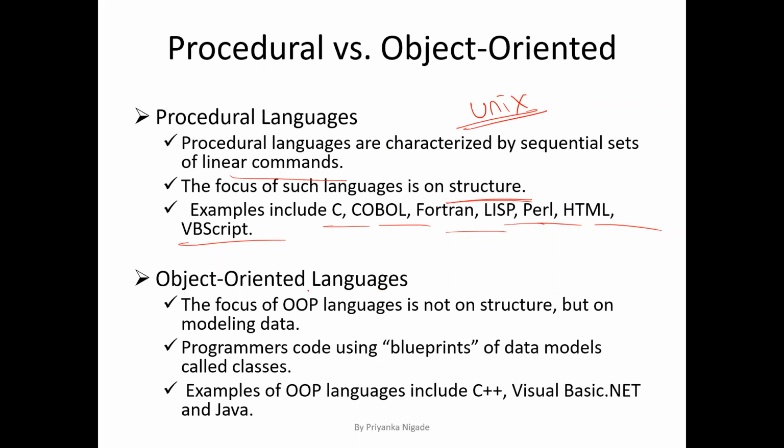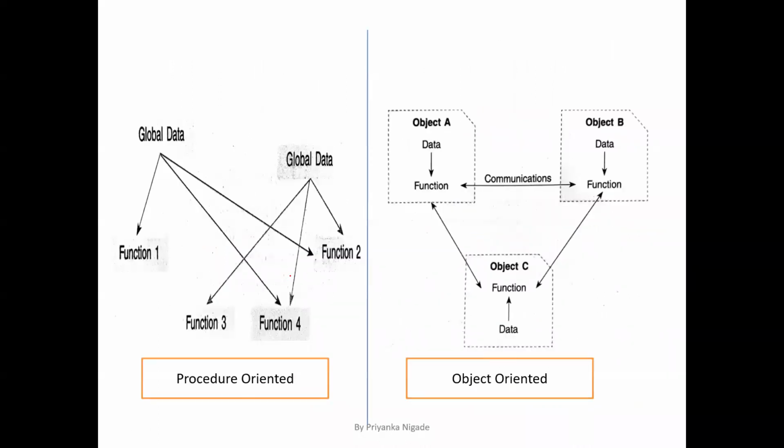Object-oriented programming language. The focus of OOP languages is not on structure. मतलब function पे focus नहीं होगा. But it will be simply on modeling data. Programmer codes using a blueprint of data model, that is called classes. Correct? We can write logic inside a class only. So what are the examples of OOP programming languages? I can say C++, Visual Basic, .NET, Java, Python. Python comes in both procedural plus object-oriented. So all these are what? Object-oriented programming languages.